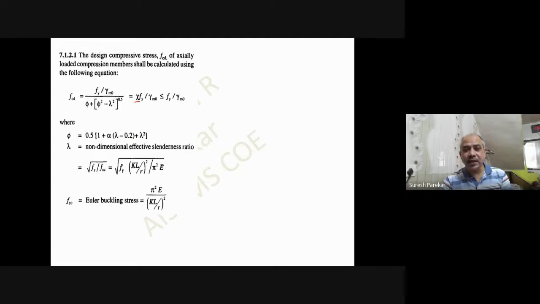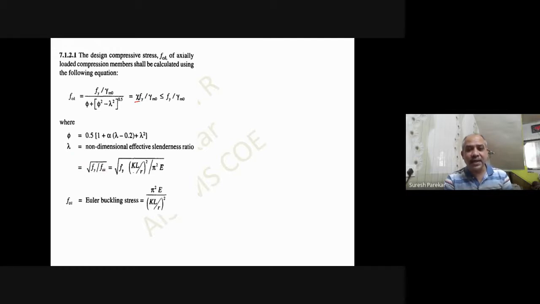Now that FCD we are going to get against slenderness ratio. We have chi Fy upon gamma mo, or we can use this direct formula, or we can go to table 9 ABCD, in which the value of FCD is given against your slenderness ratio. If I have to use the formula, the table was prepared by this formula only. Then phi is equal to 0.5 times (1 plus alpha (lambda minus 0.2) plus lambda square). And lambda we are going to find out by using this formula, root of Fy upon FCC.